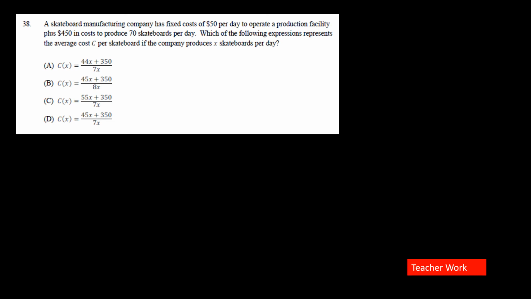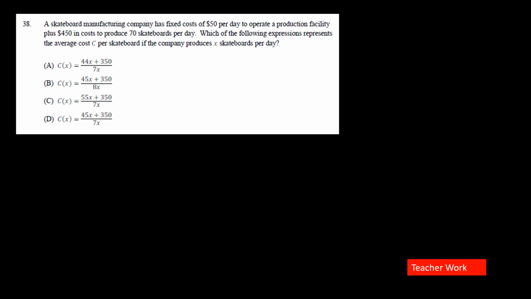And then lastly, we have this question here. It says a skateboard manufacturing company has a fixed cost of $50 per day to operate a production facility plus $450 in cost to produce 70 skateboards per day. Which of the following expressions represents the average cost C per skateboard if the company produces X skateboards per day?